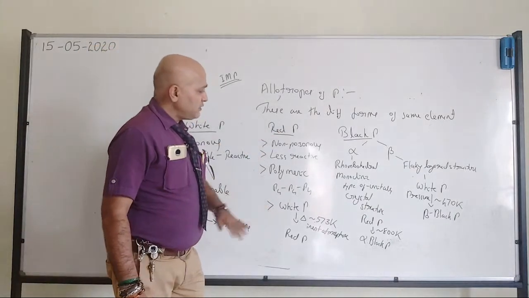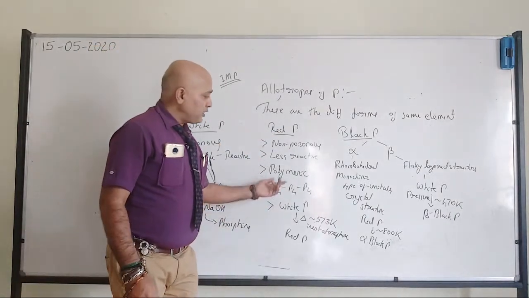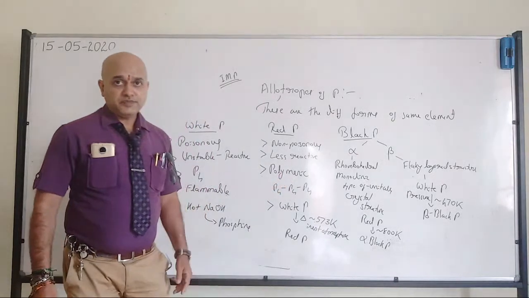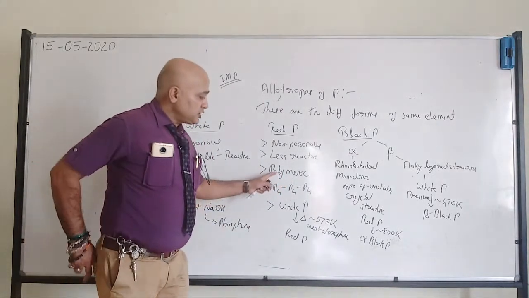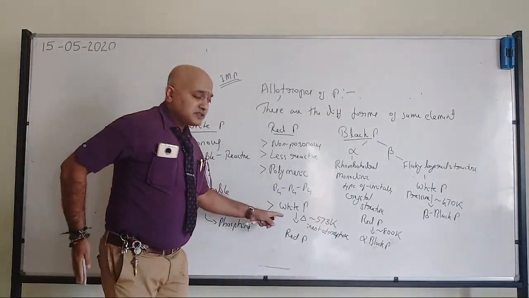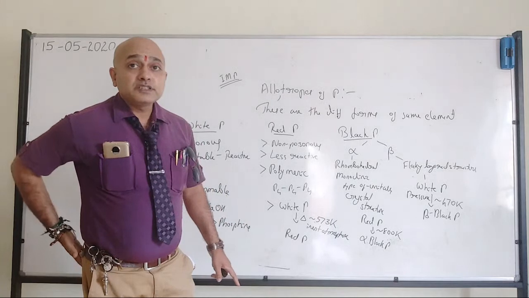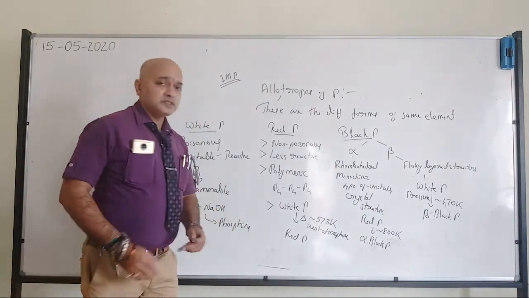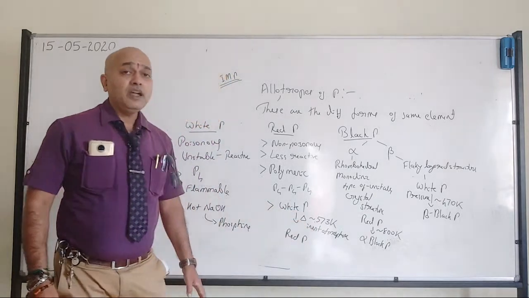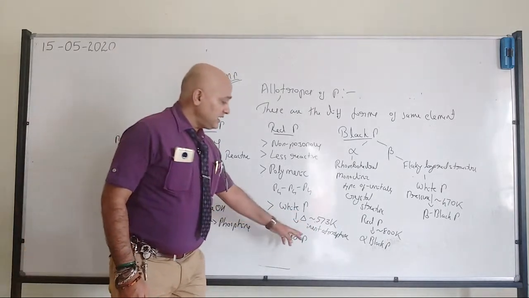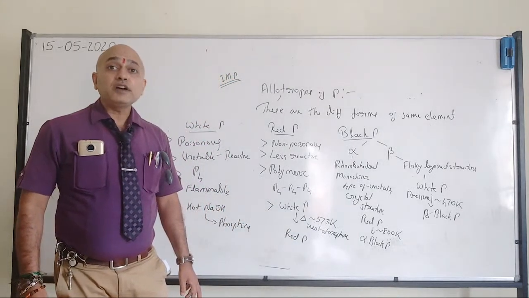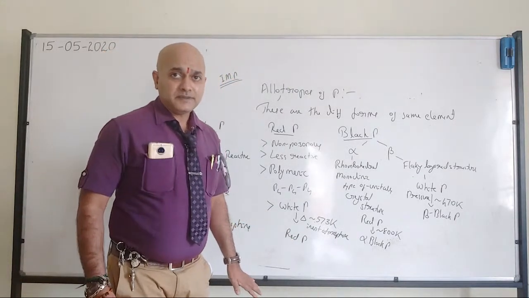So when it comes to red phosphorus, since it is polymeric in structure, naturally it should be less reactive. How will this red phosphorus be formed? Red phosphorus will be formed from white phosphorus only, when white phosphorus is heated to approximately 573 Kelvin in an inert atmosphere. That's where red phosphorus will result. Fine.